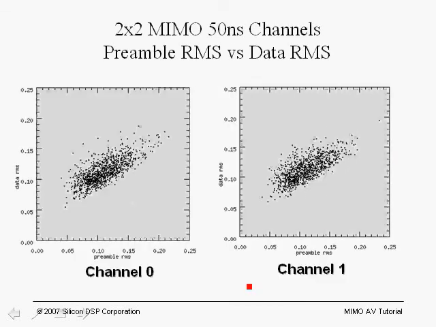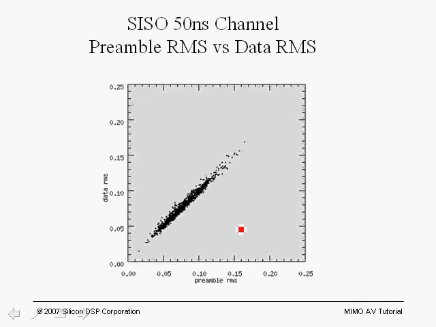However, these two plots show that if we implement a 2x2 MIMO system and transmit the two streams through a MIMO channel with 50 nanoseconds for a 2x2 system, and use the RMS value of the preamble, again the preamble is based on the 802.11a preamble, and use that as a predictor for the RMS value of the data, then we don't have a very good correlation as shown in these two scatter plots, one for channel 0 and the other one for channel 1. This is unlike the situation for the SISO case.